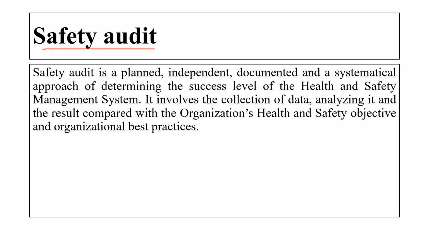Then the safety audit. Safety audit is related to the safety which is provided in the organization. Safety audit is a planned, independent, documented and systematic approach of determining the success level of a health and safety management system. Okay. It involves the collection of data, analyzing it and comparing the result with the organization's health and safety objectives and organizational best practice. So basically it is about the health and safety which is provided within the management or within the organization, which we are going to see in the safety audit.